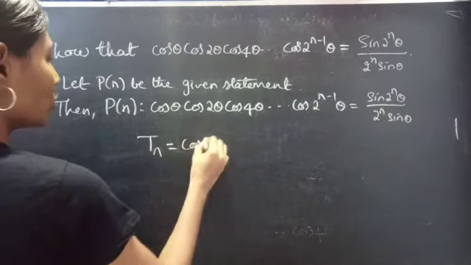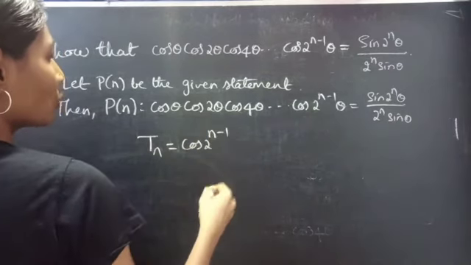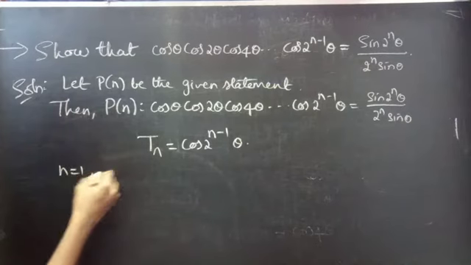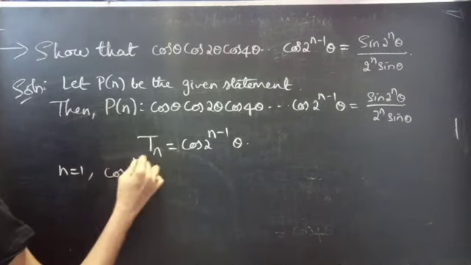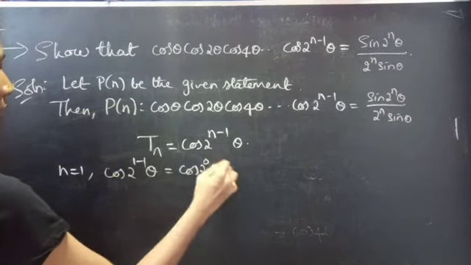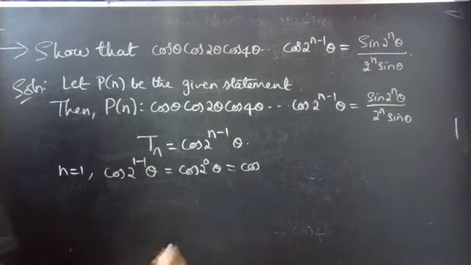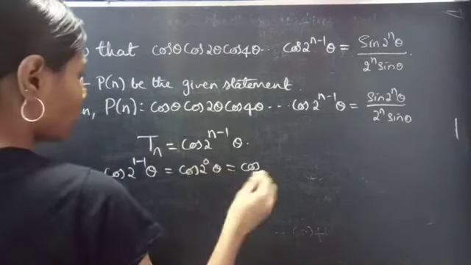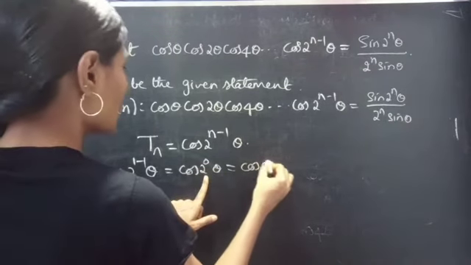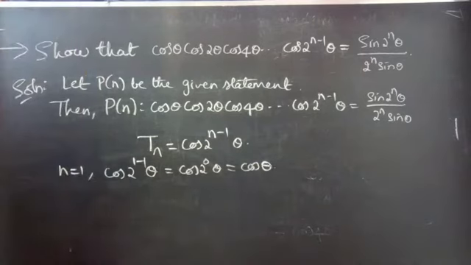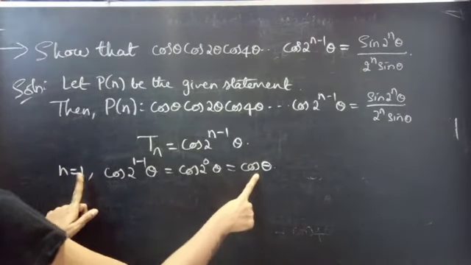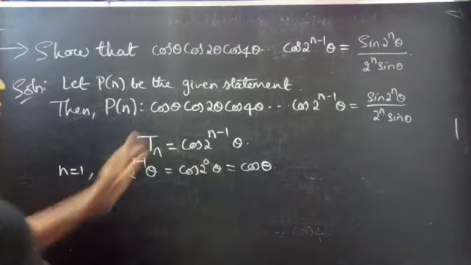That is, Tn equals cos 2 power n minus 1 into theta. When you put n equals 1, you'll get cos 2 power 1 minus 1 into theta, which equals cos 2 power 0 into theta. We know that 2 power 0 is 1. Then you'll get cos 1 into theta, that is cos theta, which is our first term, right? When n equals 1, we'll get the first term.